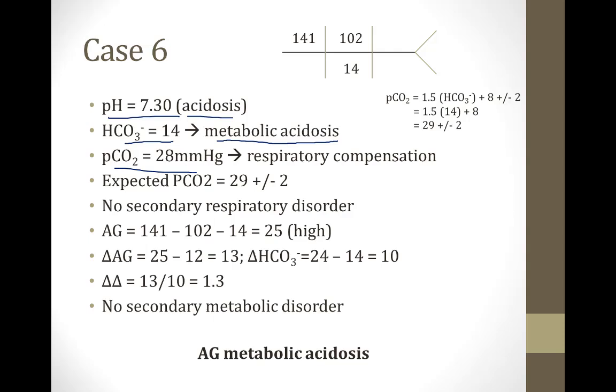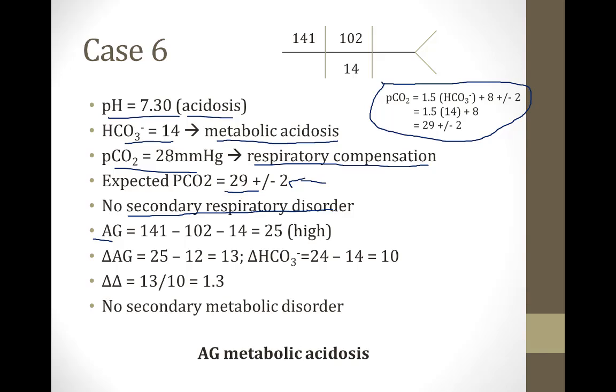We then see that the PCO2 is low at 28, so this is respiratory compensation. And then using Winter's formula, we find that the expected PCO2 is 29 plus or minus 2. I've shown the math for that over here in the corner if you want to review it. So our actual PCO2 is within the range predicted by Winter's formula, so we do not have a secondary respiratory disorder. Next thing we do with a metabolic acidosis is calculate the anion gap.